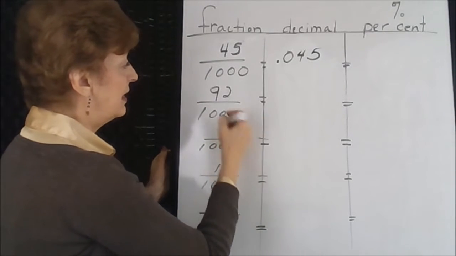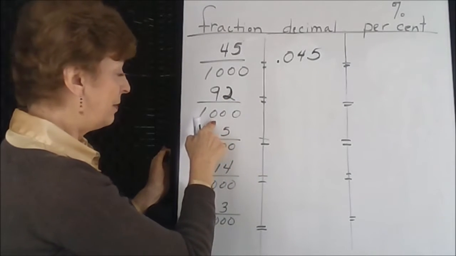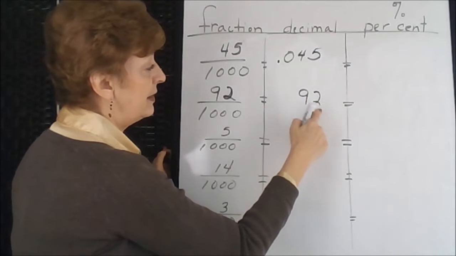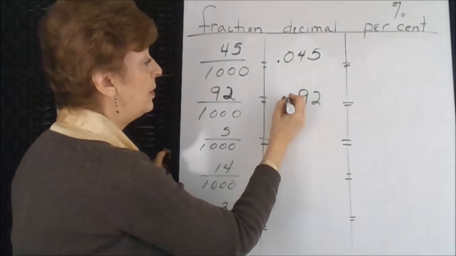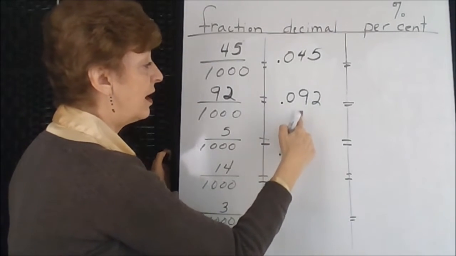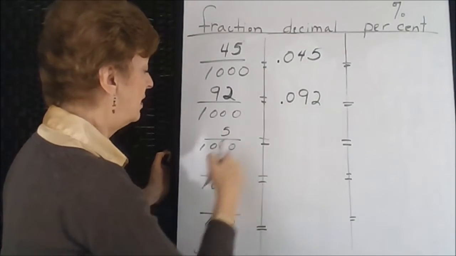92 thousandths says that the last number here has to end up in the thousandths column. So 92 would only be in the hundredths column. If we put our decimal here, we would have to add a 0 to the front. Tenths, hundredths, finally the 2 is in the thousandths. So this is 92 thousandths.